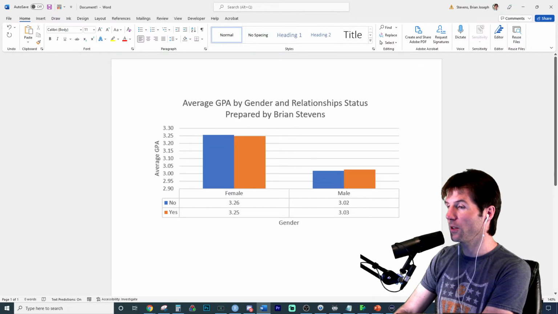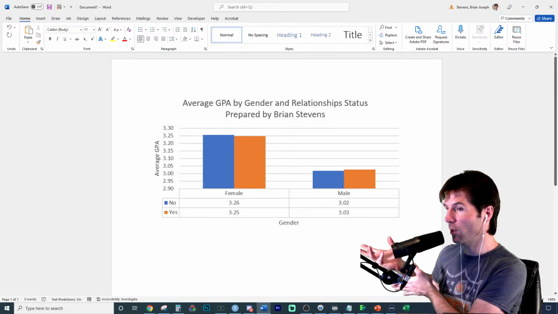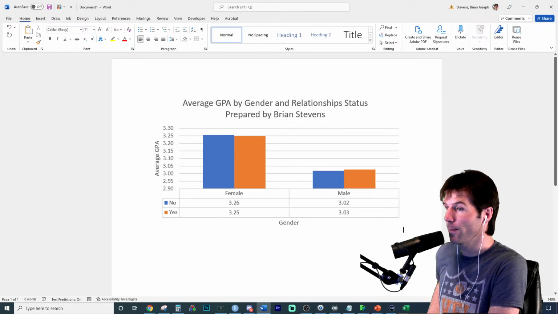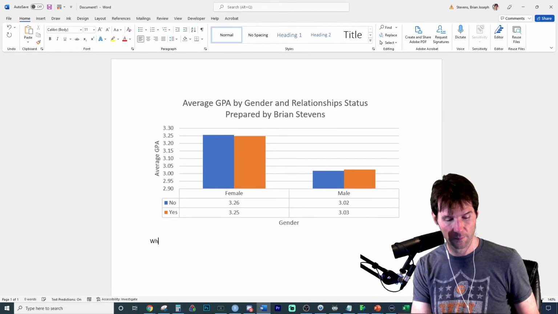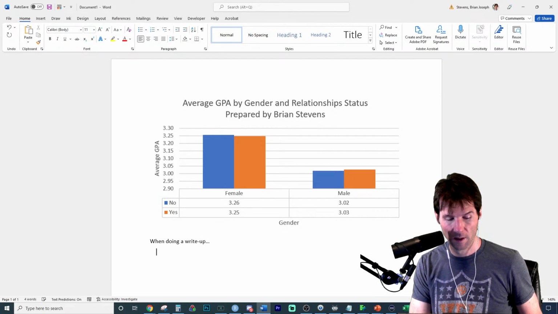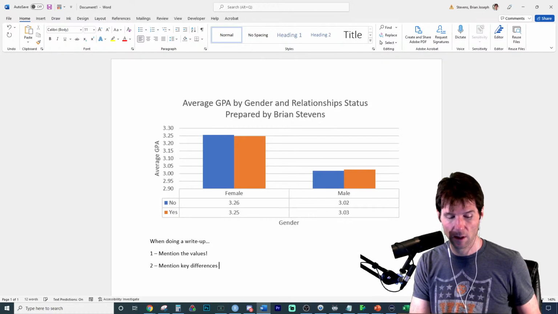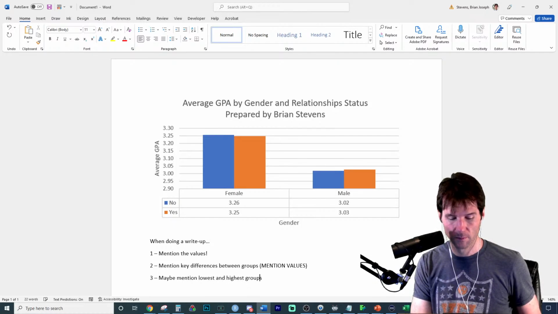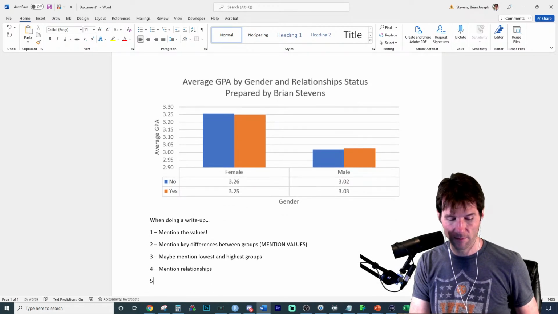Maria, how's it looking? Are you able to get to this point right here where you've got a cool, nice looking graphic? And then we just need to talk about what we see. 1, mention the values. 2, mention key differences between groups. 3, mention values. Maybe mention lowest and highest groups. 4, mention relationships. 5, mention values.